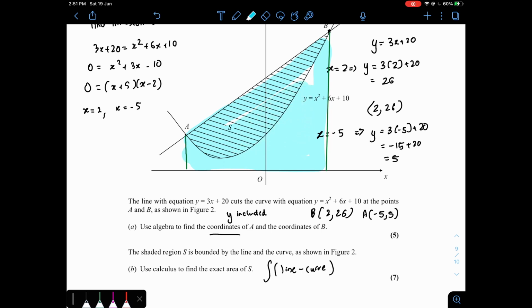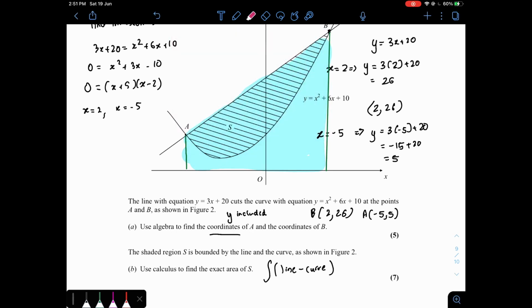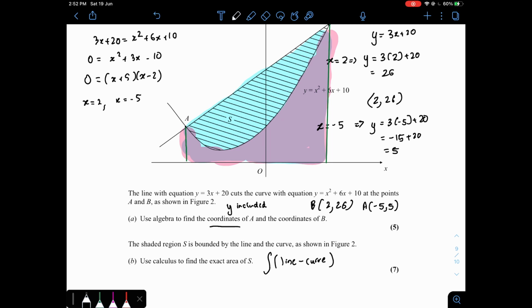Okay? And if we subtract separately the integration of the curve, from the same points, obviously we're talking about the same points, that will be from here all the way to here. And if we do that, we will get what we wanted initially. We will get the area of S. So to make the process faster, we can just combine the process and do the integration of the line, take away the curve.